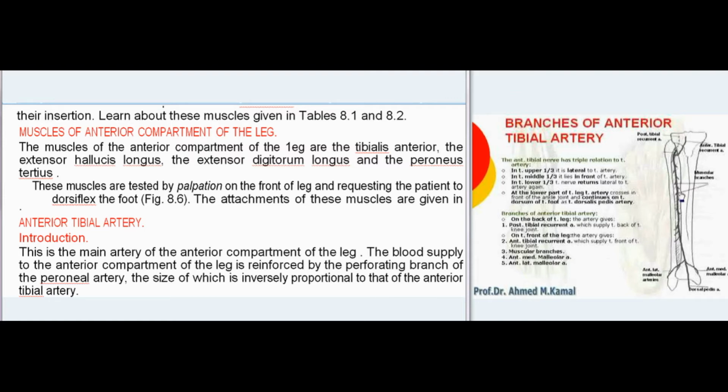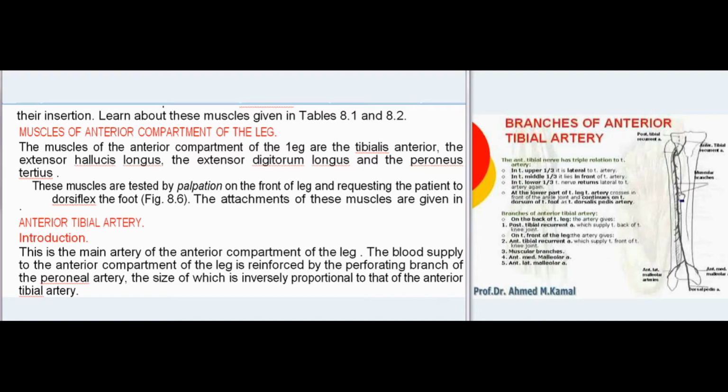Introduction. This is the main artery of the anterior compartment of the leg. The blood supply to the anterior compartment of the leg is reinforced by the perforating branch of the peroneal artery, the size of which is inversely proportional to that of the anterior tibial artery.